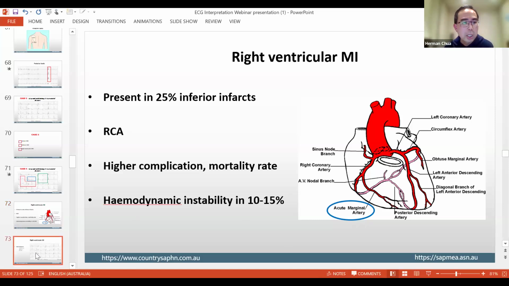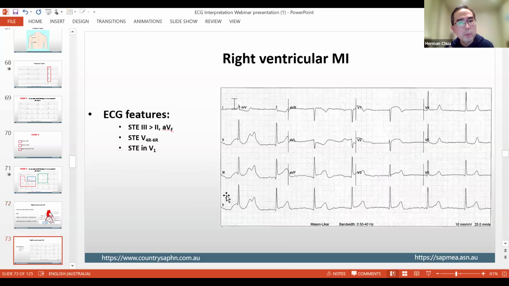So the thing you have to remember is this: lead V1 is actually a right ventricular lead. It's placed on the right side of the sternum. Sometimes the involvement of right ventricular OMI can extend to V2, and I've seen it extend to V3 as well. The right ventricle is an anterior structure. Remember that anatomically. So how do you diagnose right ventricular MI? Right ventricular MI usually is in association with inferior.